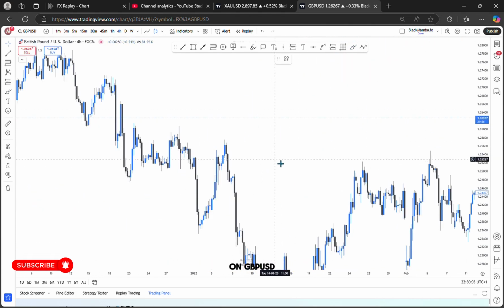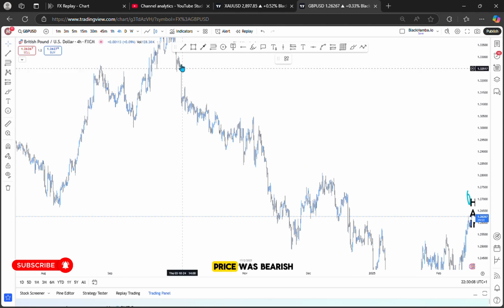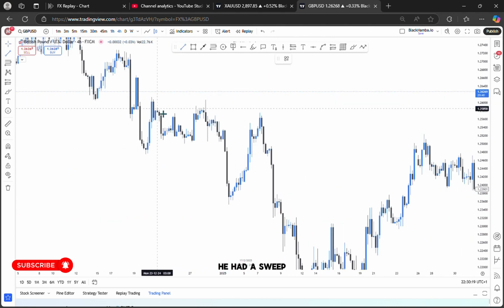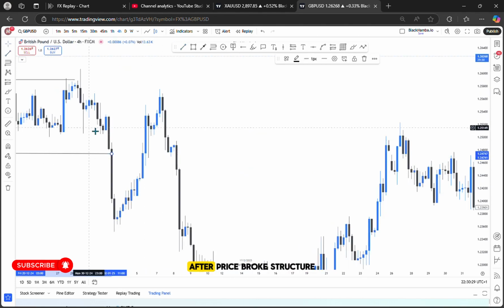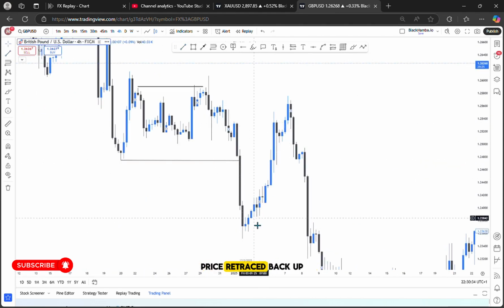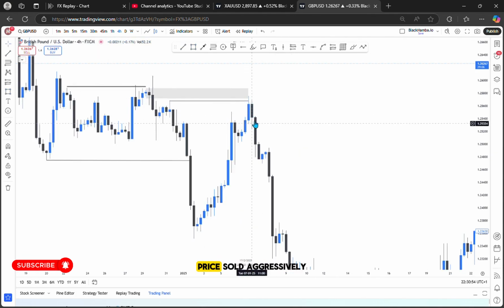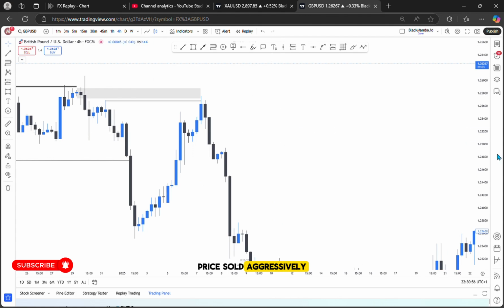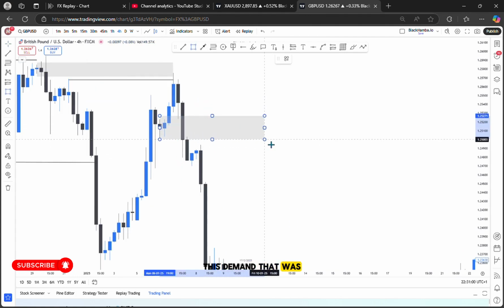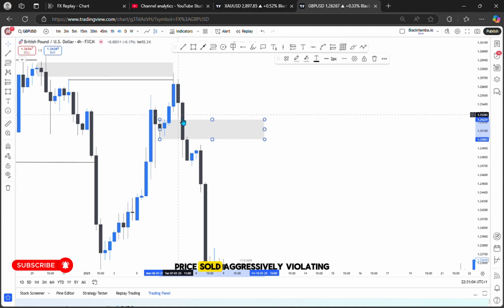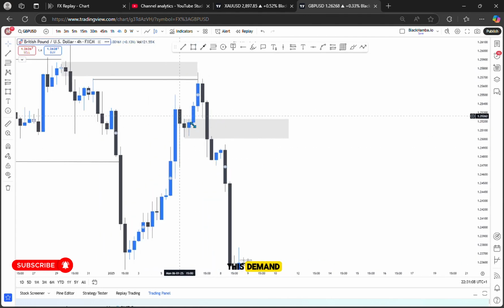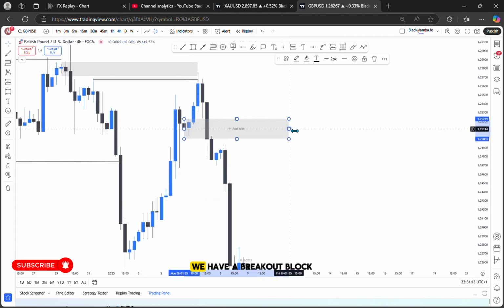So on GBP/USD on 4 hour, as you can see, price was bearish. We have a sweep of liquidity here and price broke structure to the downside. After price broke structure to the downside, price retraced back up, swept this liquidity again, and mitigated this POI here. After price tapped into this POI, price sold aggressively. This demand that was supposed to be respected, price sold aggressively, violating this demand. So when price violated this demand, we have a breaker block.